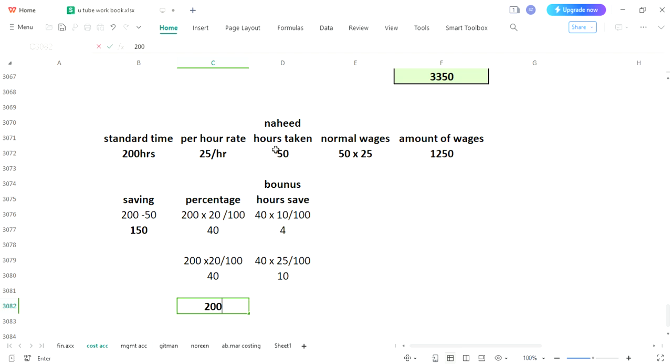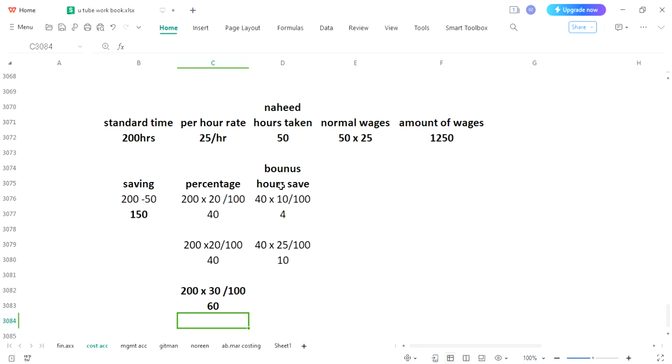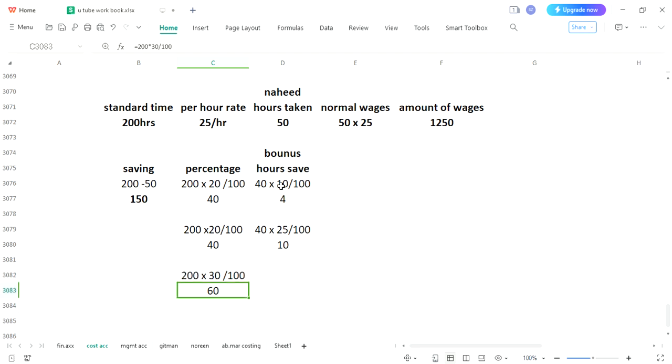200 multiplied by 30 divided by 100. Let's calculate the amount. So now how many hours have we saved up till now? 60 plus 40, 100, 100 plus 40, 140. So we'll have to take the fourth step as well, because we need to give bonus for 150 hours.